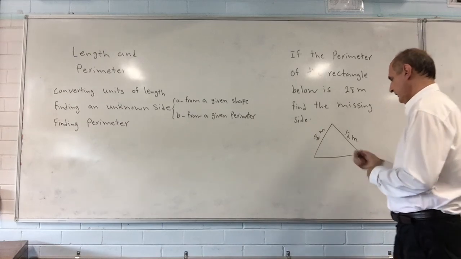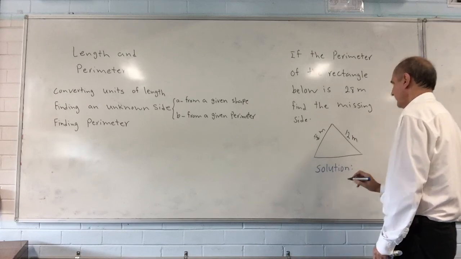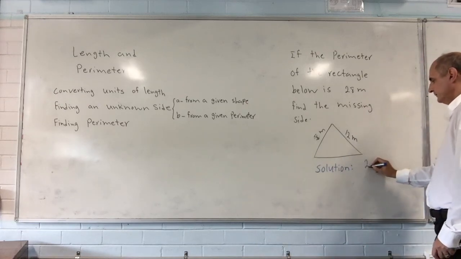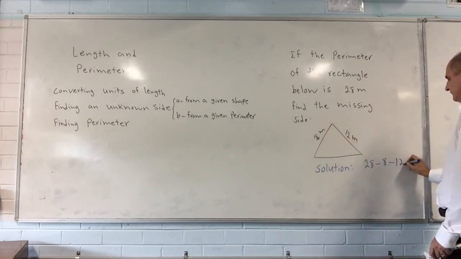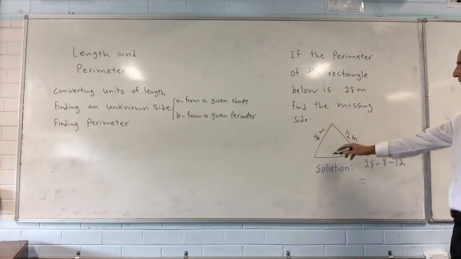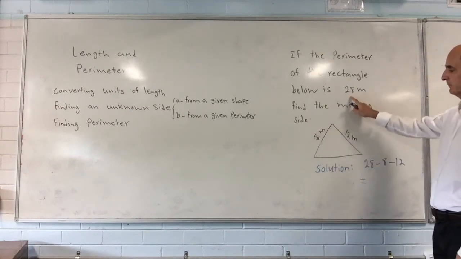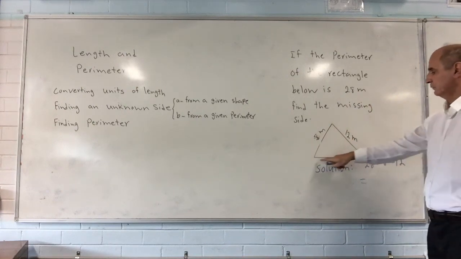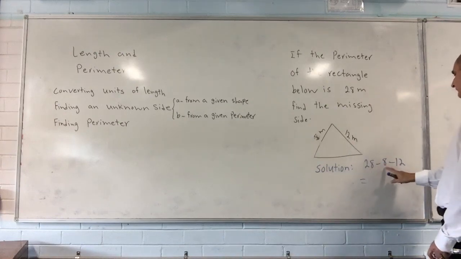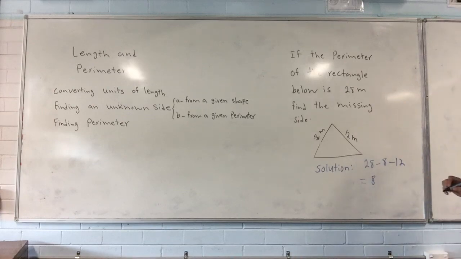Okay, so what we do here, from 28, you take away all the sides that are given, and you end up with the missing side. Because all of these have to add up to 28. So take away 12 and take away 8, you end up with what is left for the third side. 28 take away 8 is 20, take away 12 is 8 again. So that side also will be 8 meters.